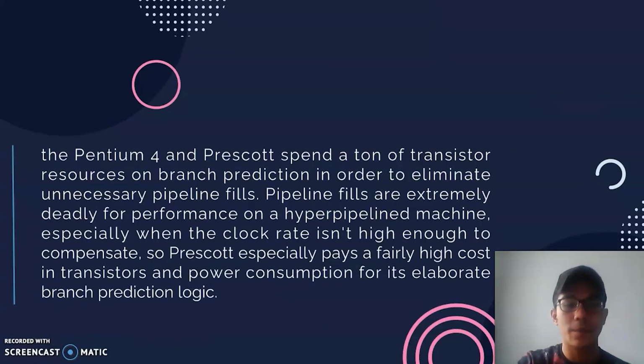The Pentium 4 and Prescott spend a ton of transistor resources on branch prediction in order to eliminate unnecessary pipeline flushes. Pipeline flushes are extremely deadly for performance on a hyper-pipelined machine, especially when the clock rate is not high enough to compensate. So, Prescott especially pays a fairly high cost in transistors and power consumption for its elaborate branch prediction logic.